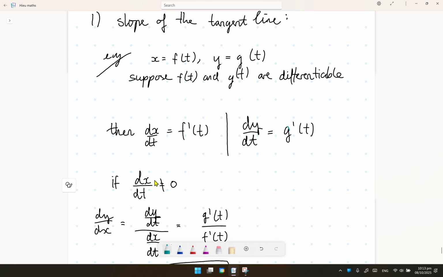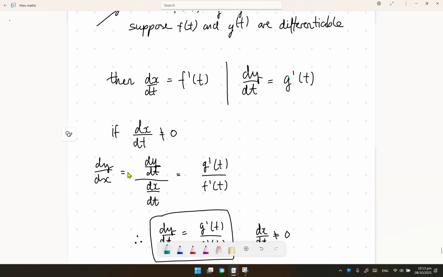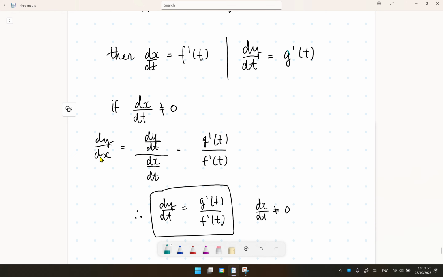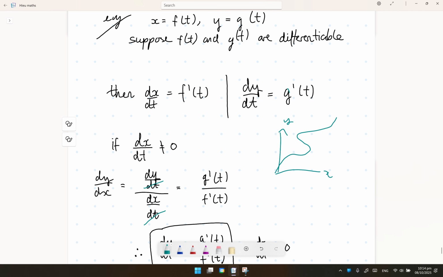Therefore, if dx over dt is not equal to 0, then dy over dx, this is the parametric curve, y over x, is equal to dy over dt over dx over dt. If you think about it, it's almost like canceling out the dt's. It's not really how it works mathematically, but in terms of the rate at which we're changing, it does kind of cancel out. Just think about it like that.